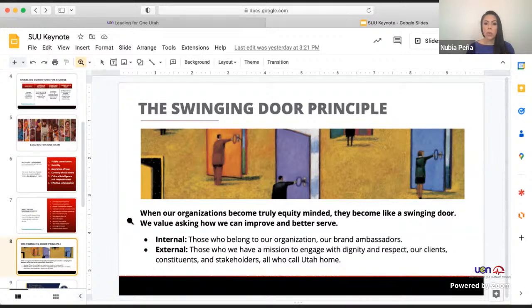So internally, those who belong in our organization are our brand ambassadors. And I want to very quickly share with you a story as to why this is so important. Recently, my mother had a really awful fall and dislocated her hip and her spine. She was in awful pain, and it was a really scary experience for our family. When she went to the hospital, she was there for several days.